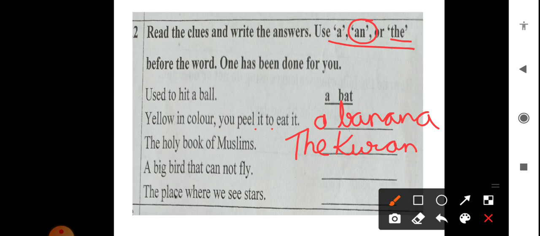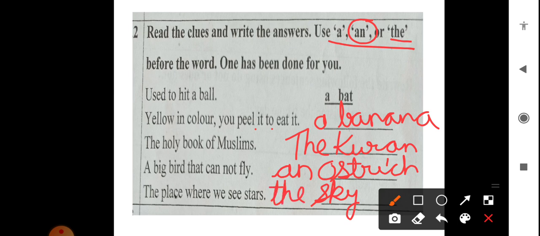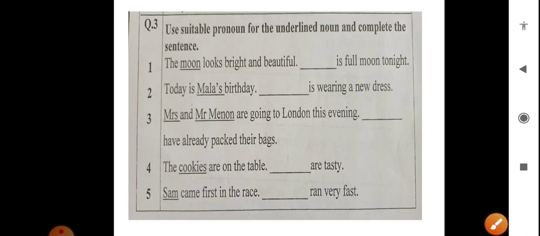A big bird that cannot fly. It's an ostrich. Okay, it's a big bird, but it doesn't fly. Now this is ostrich. So this is an ostrich. Okay, O is a vowel sound. An ostrich. The place where we see stars. We are talking about a particular place there. Where we see stars, that is sky, but the sky. Okay.